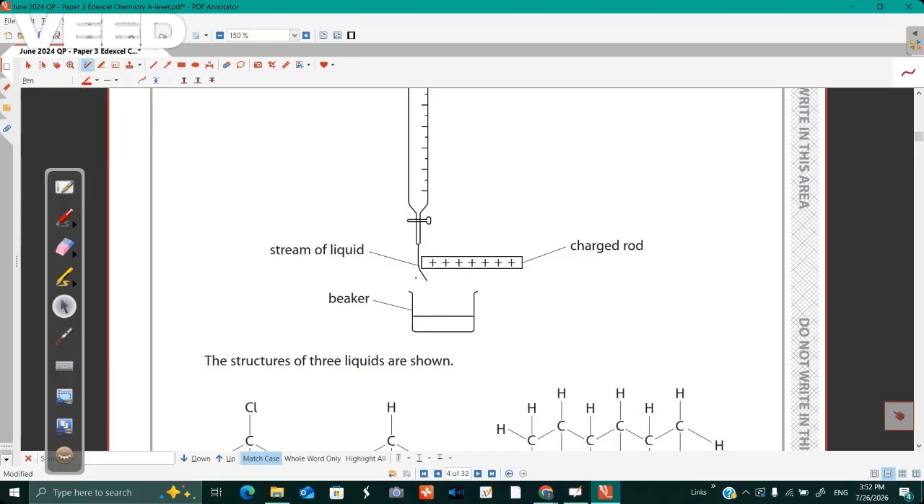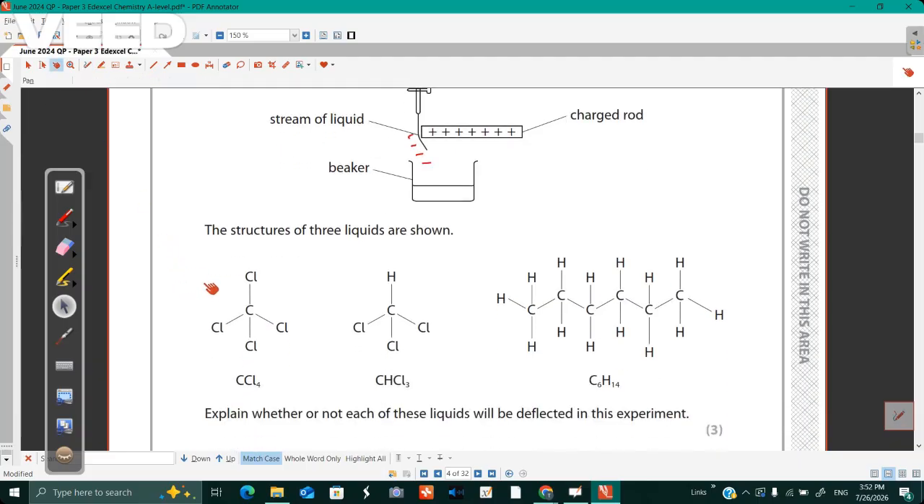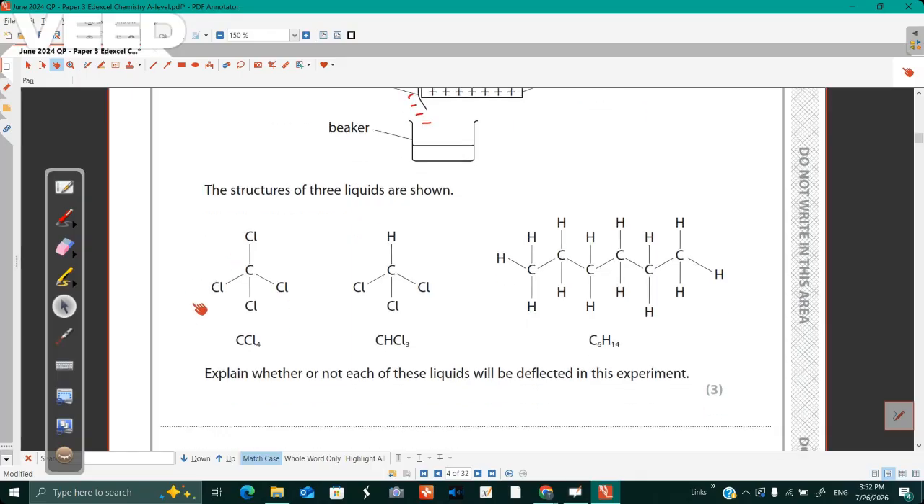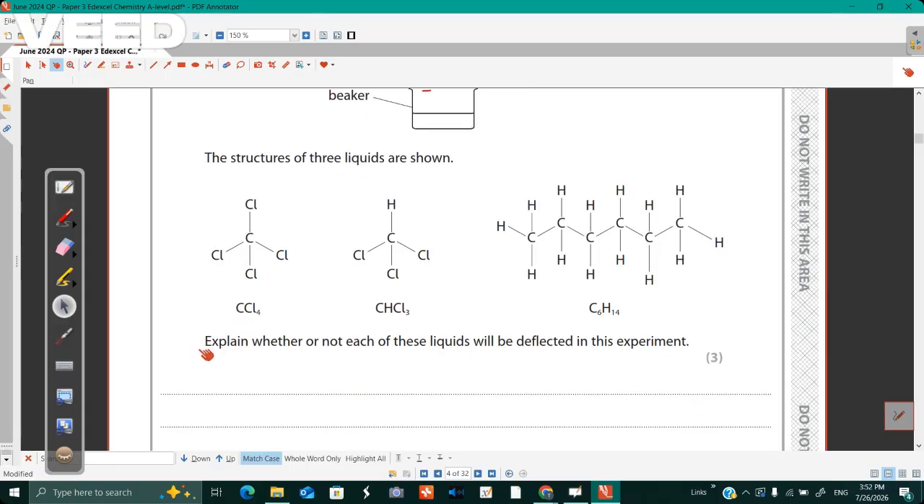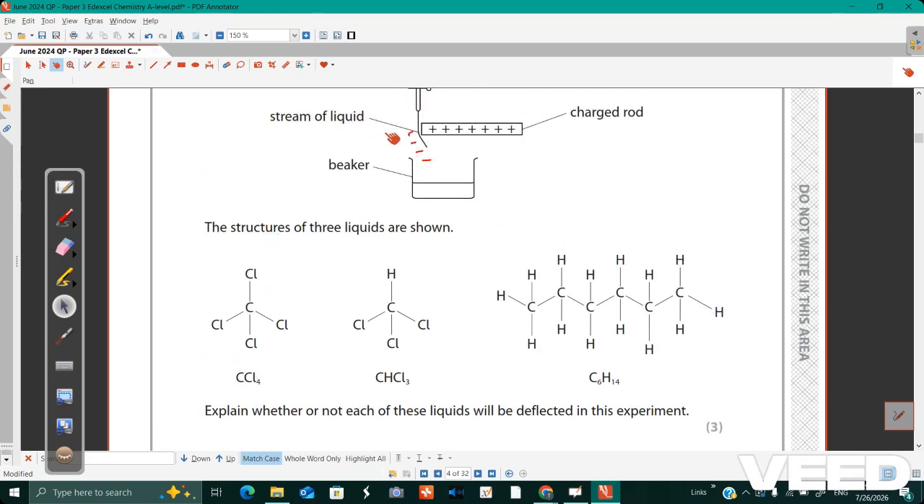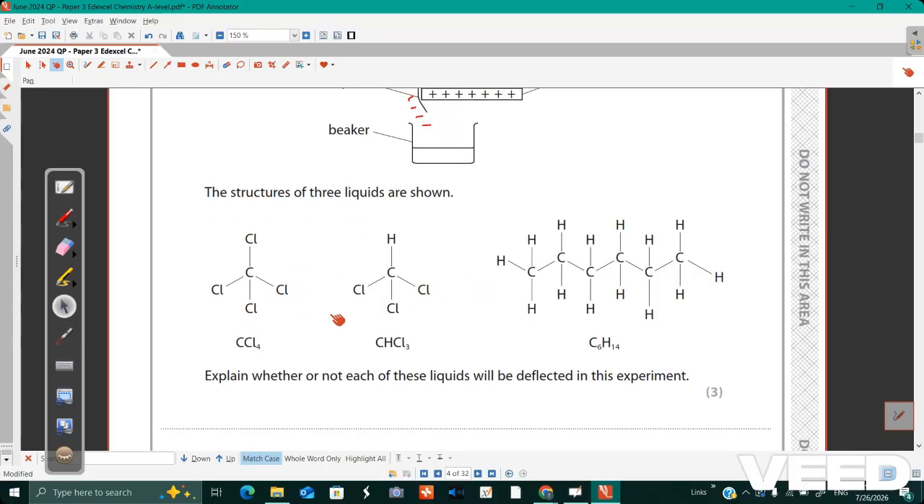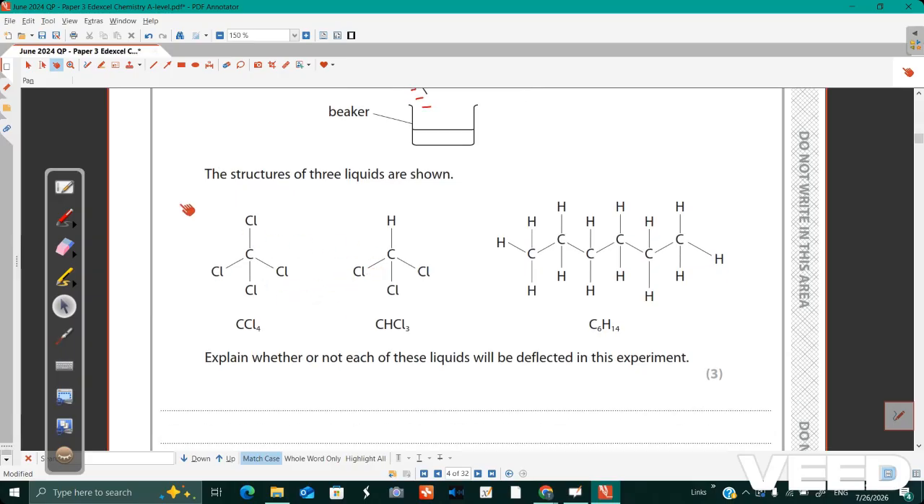So therefore it means what? You can say the polarity. A stream of liquid is attracted to the charged rod, so it must have polarity. The structures of three compounds are shown. Explain whether or not each of these liquids will be deflected in this experiment. What is your answer? To get deflected, as you can see here, it is getting attracted to the positive charge. So between these three, which is the polar structure?